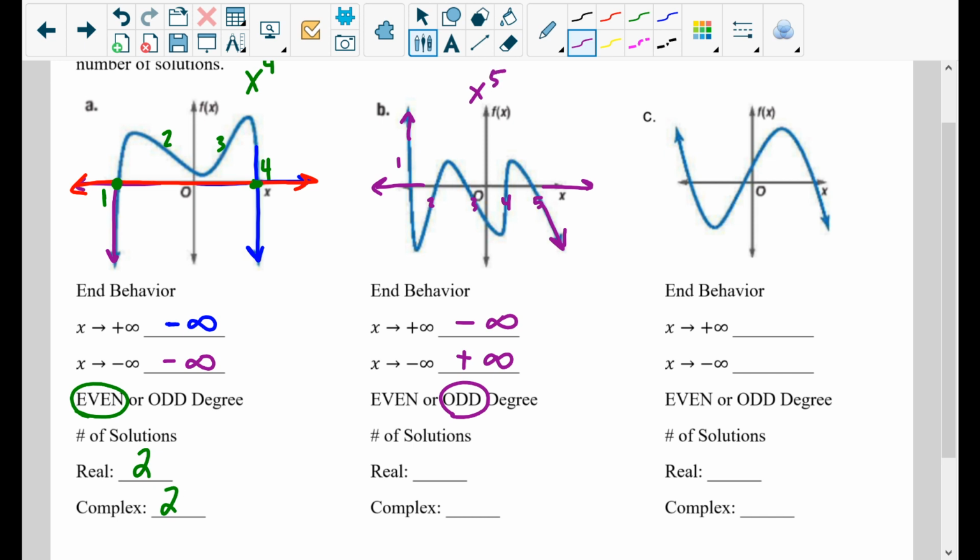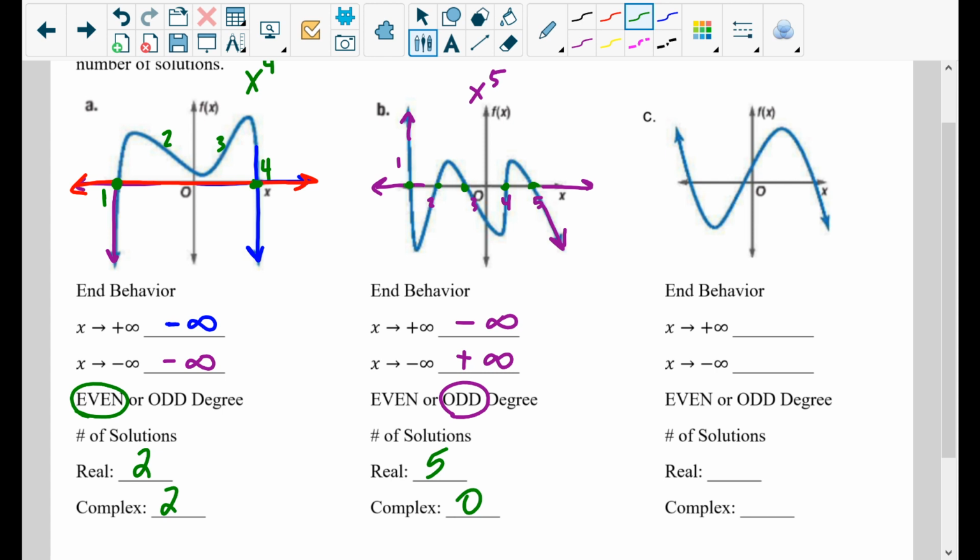How many solutions do I have? Well, I have 5 solutions. How many of them are real? Again, x-intercept, x-intercept, x-intercept, x-intercept, x-intercept. All 5 are real, which then means no imaginary.